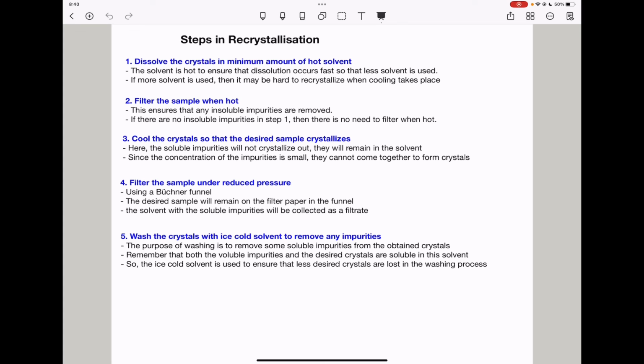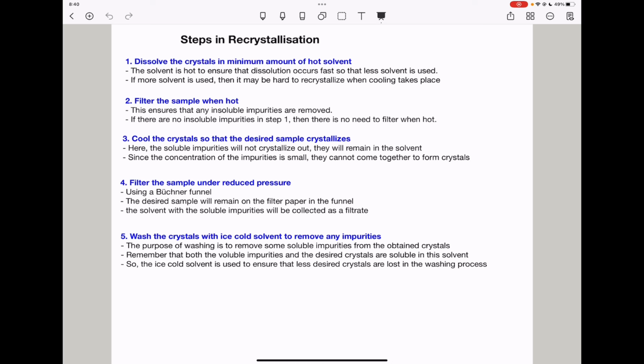Recrystallization, the first step is to dissolve the crystals in minimum amount of hot solvent. The reason for using a hot solvent is to ensure that the dissolution occurs fast so that less solvent is used. If more solvent is used, then it may be hard to recrystallize when cooling takes place, meaning some of the desired sample will still be dissolved, which is going to decrease the sample size.